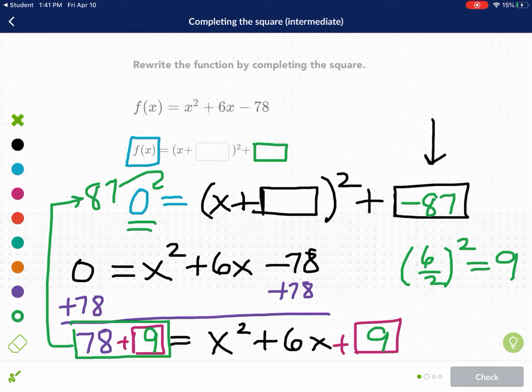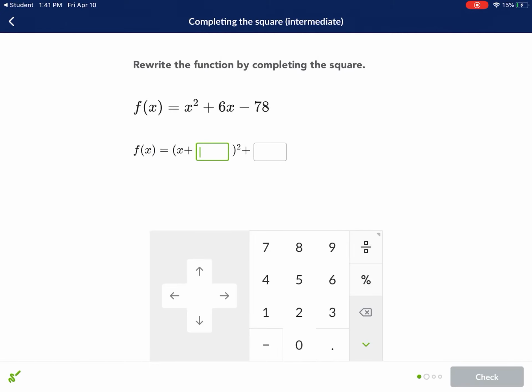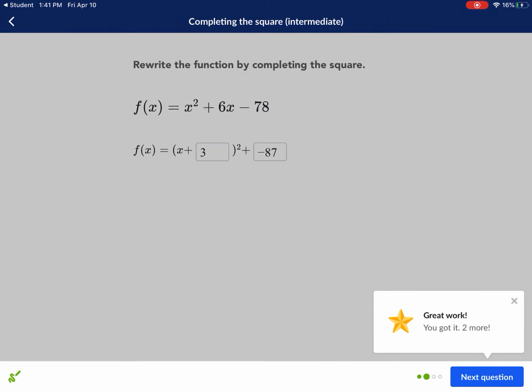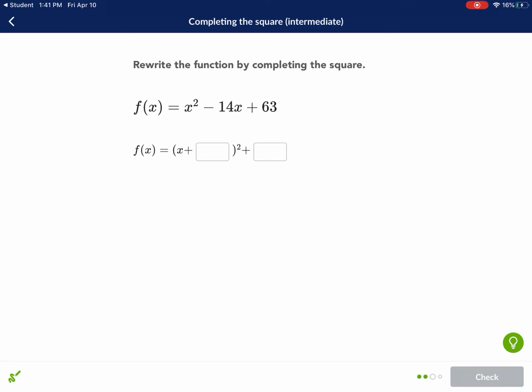Again, there's a pattern for this piece. It should always be half of b, so that number there should be a 3. And then moving on. So those should be the two types of problems that you're going to see when you try to do this.